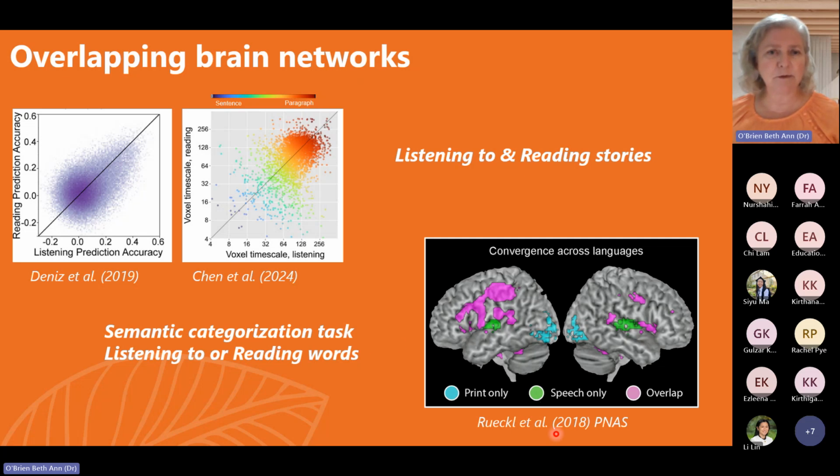There's another study by Rueckl et al., and they found that there's convergence in the parts of the brain that process both speech and print. The overlapped areas here are in pink, and they found this again across several different languages. So in this case, we can assume that reading and literacy are in part piggybacking onto these established language areas in the brain where we process language for meaning, for both communicating and understanding.